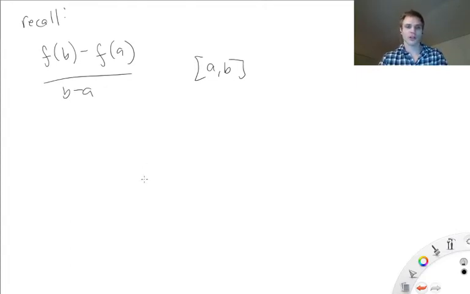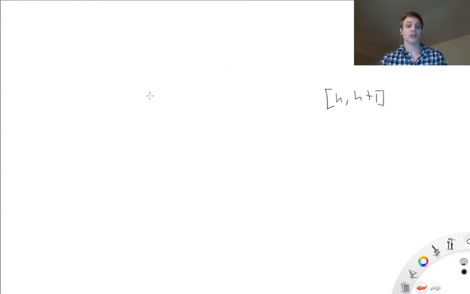Now in this problem, our actual interval is given by h less than or equal to x less than or equal to h plus 1. So we are going to plug in our function. Our function is f of x equal to a times the quantity of x minus h squared plus b.